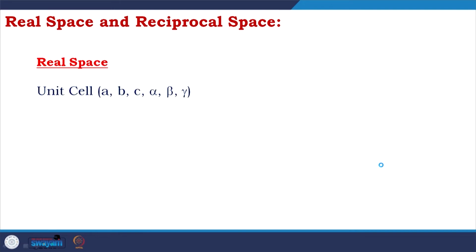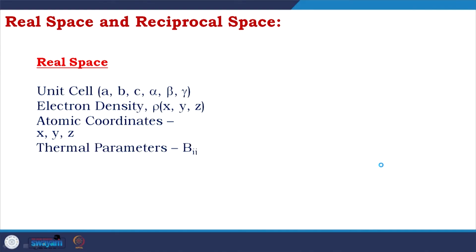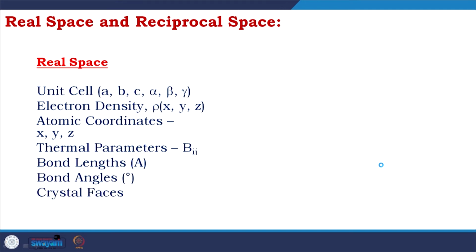So, in real space what information do you get? You get the unit cell A, B, C, alpha, beta, gamma, the base vectors, their values and their angles, the electron density, rho, because I will show you how to perform the Fourier transform and how we come to electron density. Atomic coordinates, thermal parameters which is the B factor, we will talk about that, bond length, bond angle; bond length would be in angstrom, bond angle would be in degrees, and the phases of the crystal which we also discussed.